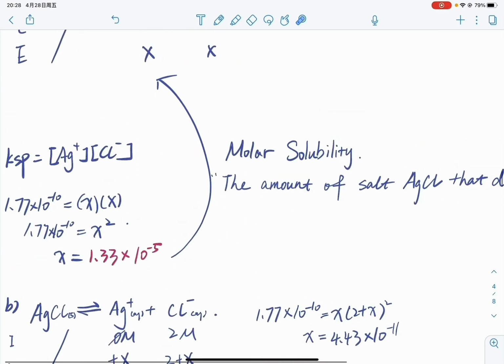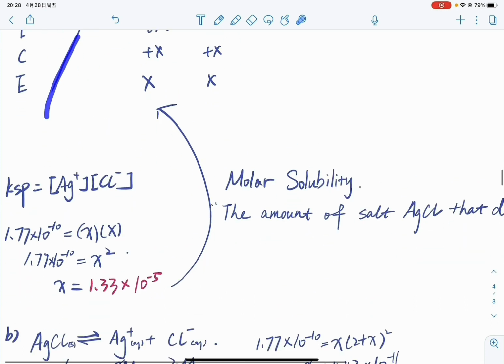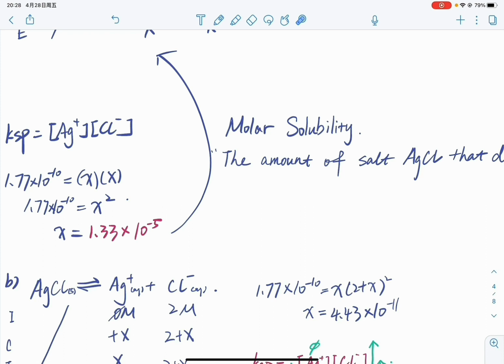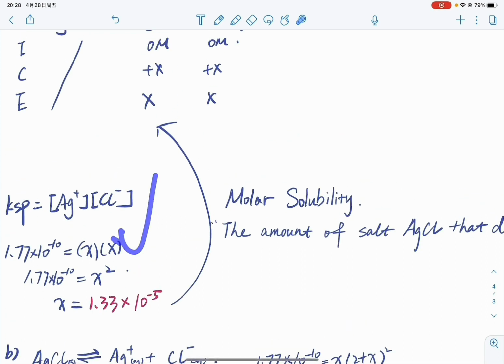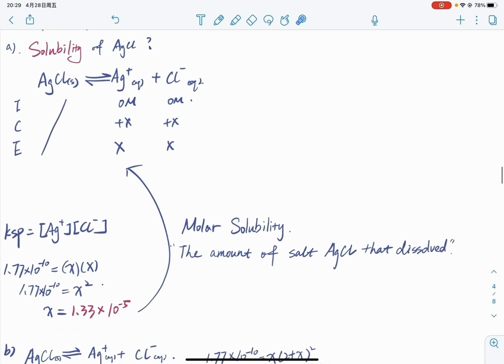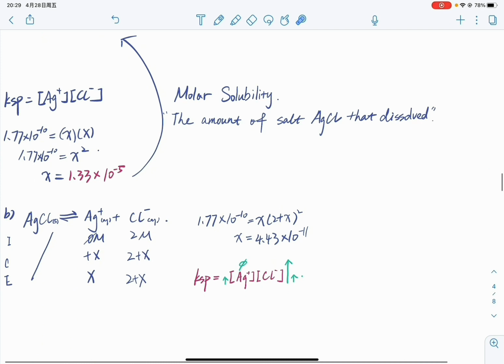So we can use the formula of KSP, which is the concentration of Ag+ times the concentration of Cl-. We don't care about solids, so we don't involve them in our KSP equation, just consider them as a constant value. So we put the x into it, and also the value of the KSP. We calculate that x equals this number, and this number represents the molar solubility of AgCl, which means the amount of the salt AgCl that dissolved. So that's what this x means.